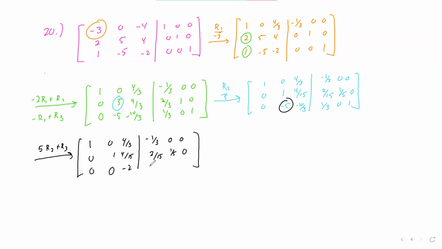All right, next one would be 5 times 2/15 plus 1 divided by 3 gives me a nice clean 1. And then 5 times 1/5 is 1, plus 0 is 1, and then 0 plus 1. Alrighty, next task, make this become a 1. Row 3 divided by -2.